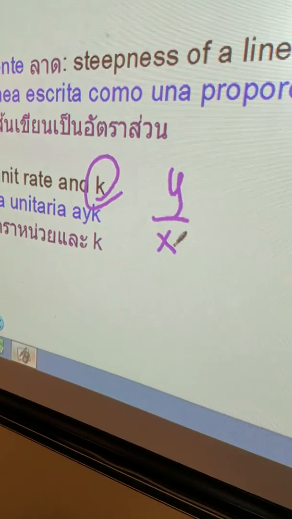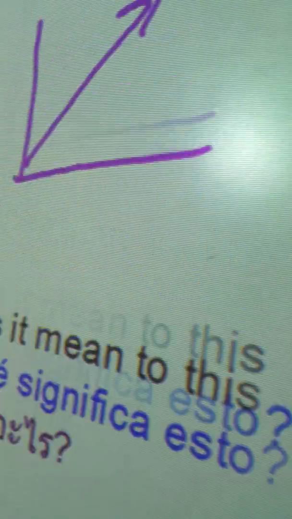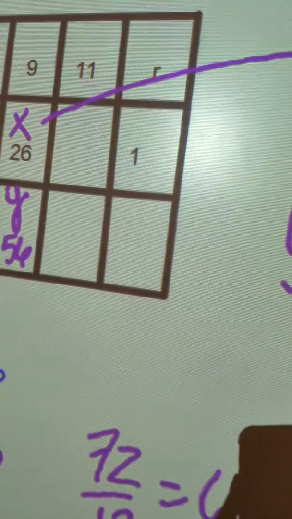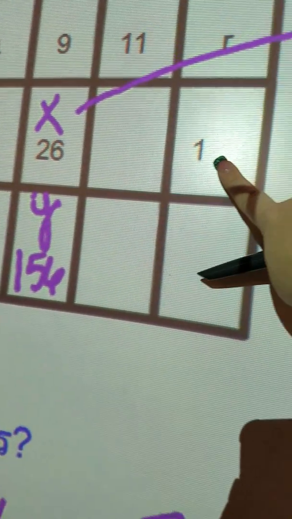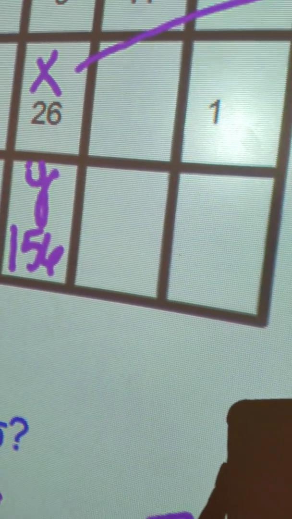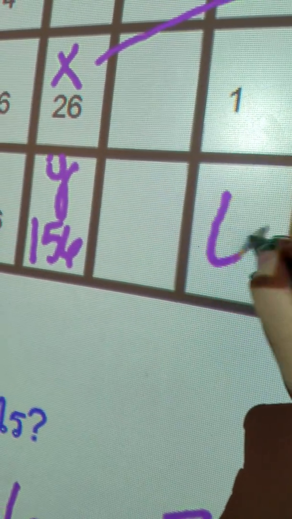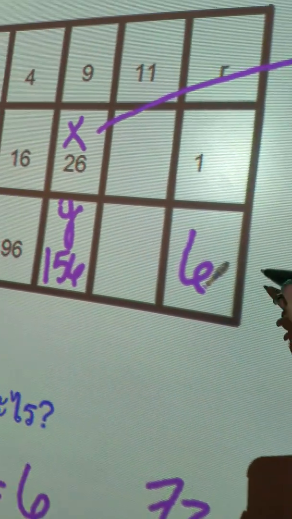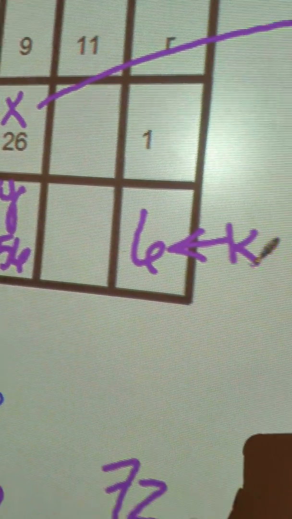Okay. The last thing we need to go over is this one right here. What happens when you have an R? So your R is, what are you going to do to this value in order to get this? In this case, we're going to multiply it by 6. So the R in this case is 6 because that is our K.